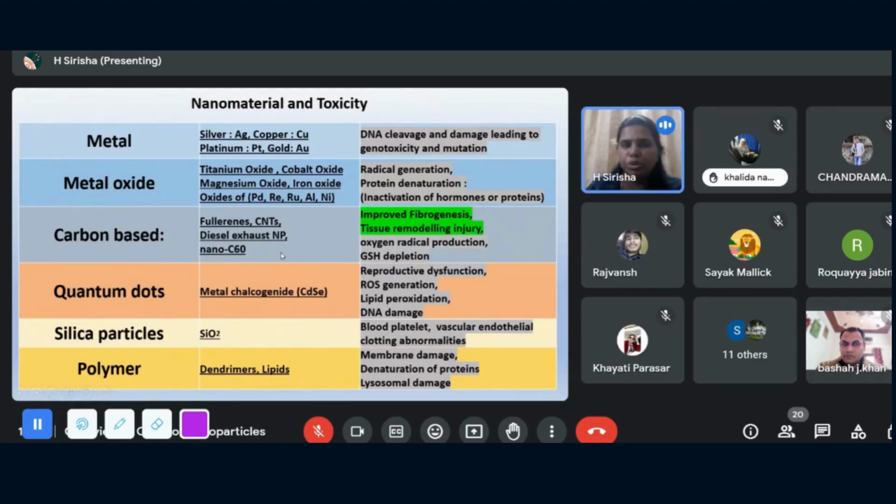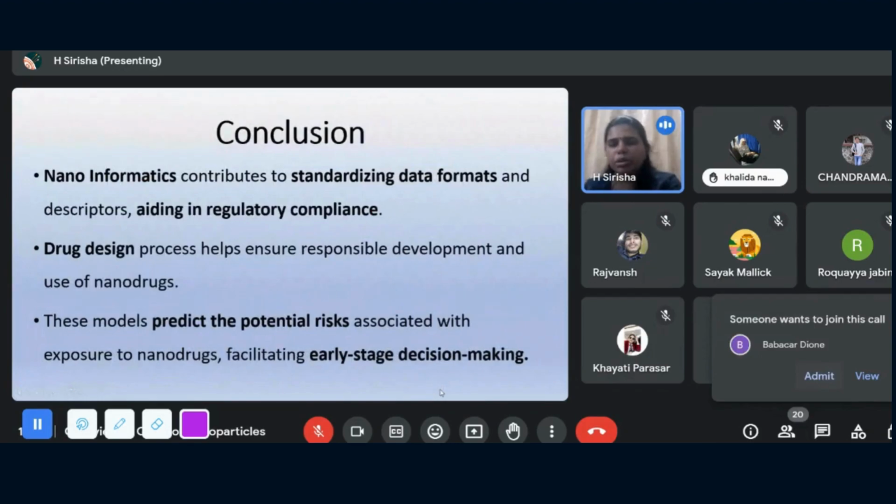Quantum dots like the metal chalcogenides cause toxic effects of reactive oxygen species generation, lipid peroxidation, and DNA damage. Then we have the silica particles that interfere with blood platelet formation and cause vascular endothelial clotting abnormalities. And dendrimers and lipids, which are heavily studied for drug designing, cause membrane damage, denaturation of proteins, and lysosomal damage.